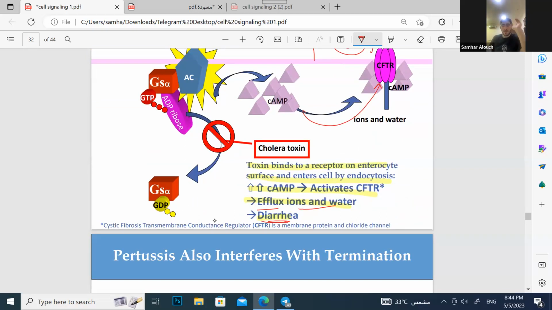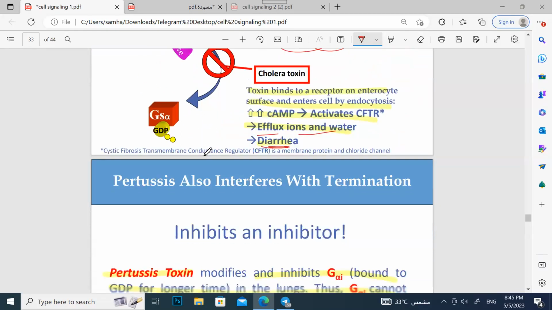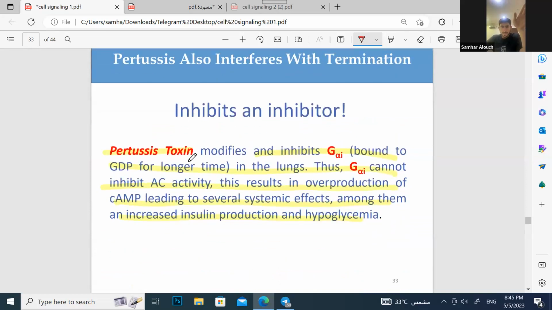So that's cholera. Cholera releases a toxin. This toxin inhibits the conversion of GTP to GDP. Once it inhibits that, the cyclic AMP will remain high forever, and cyclic AMP will go to the CFTR and open them and cause efflux of chloride and water and cause diarrhea. This is cholera. Is it clear? Is cholera clear? Because he will bring a question about it. Yeah, it's clear.